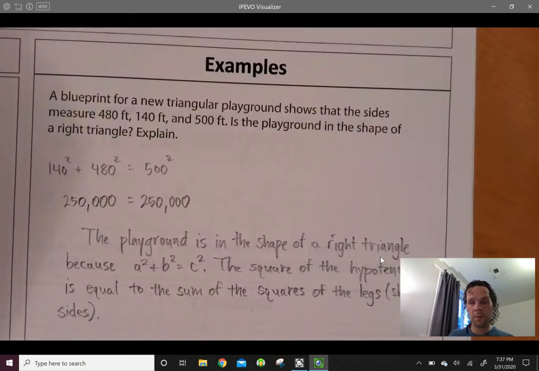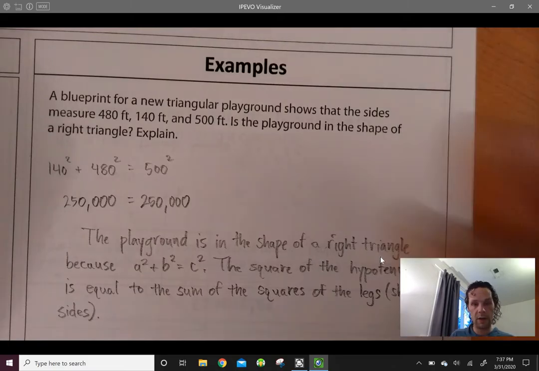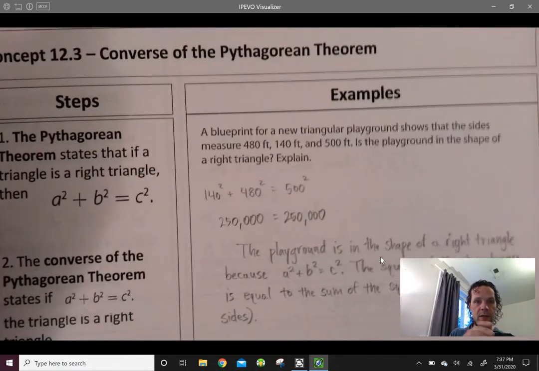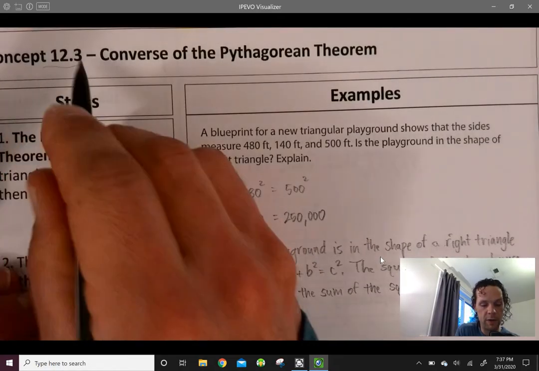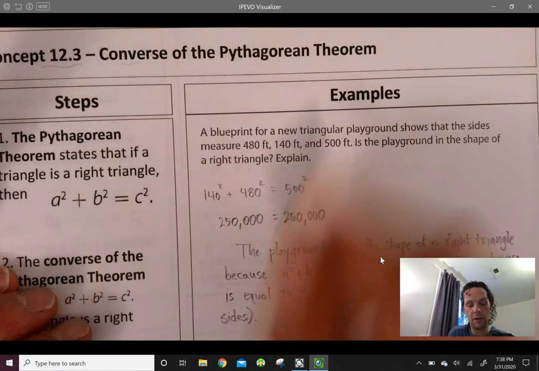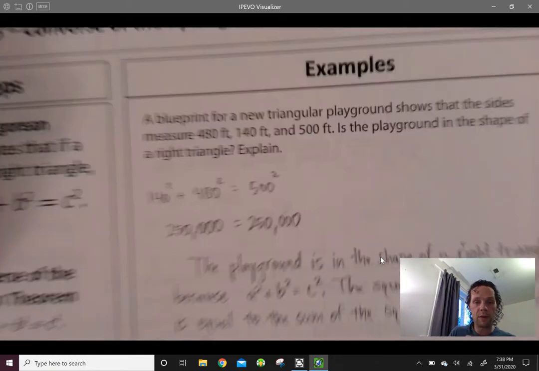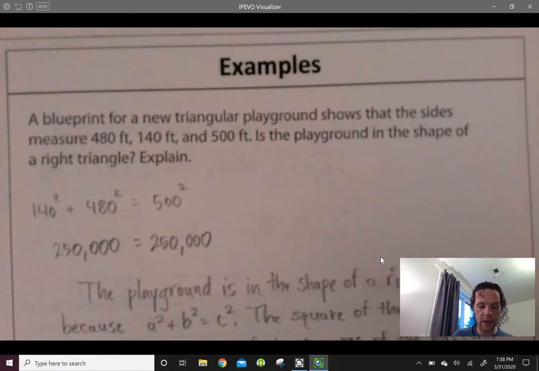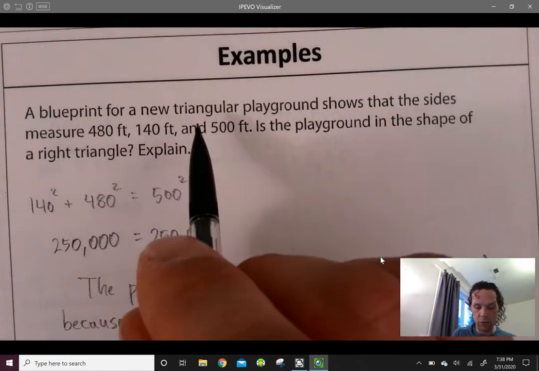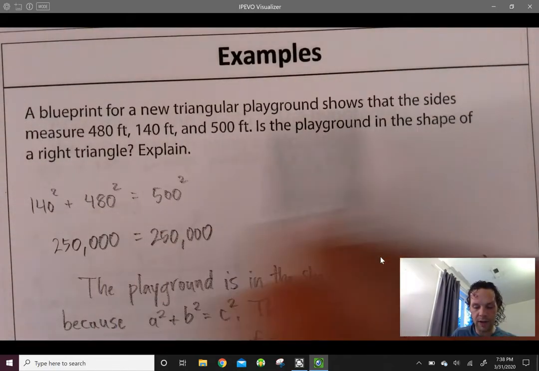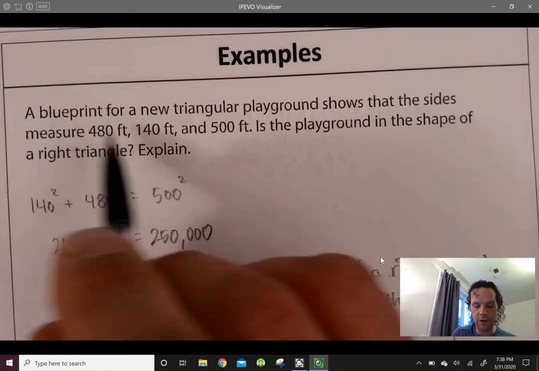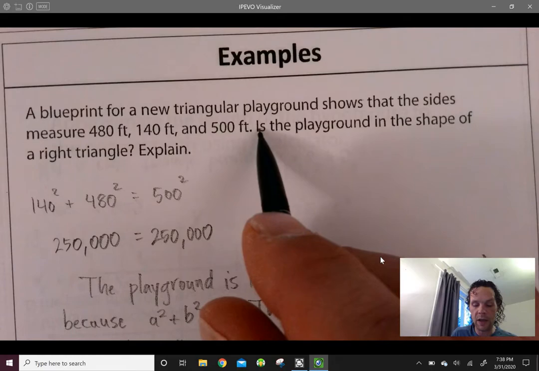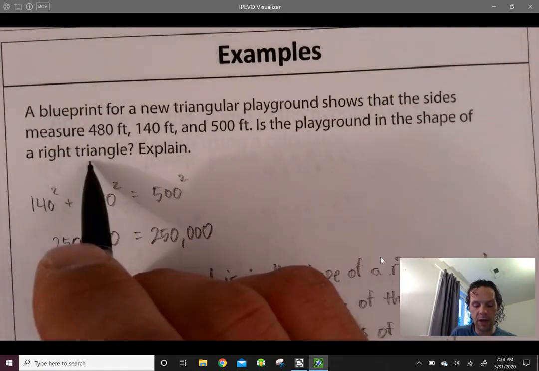I'm going to slide on to the next one, and we're doing the same thing. This page still says concept 12.3, converse of the Pythagorean theorem. So I'm going to read this problem and we're going to work through it. We're going to get better together. A blueprint for a new triangular playground shows that the sides measure 480 feet, 140 feet, and 500 feet. Is the playground in the shape of a right triangle?